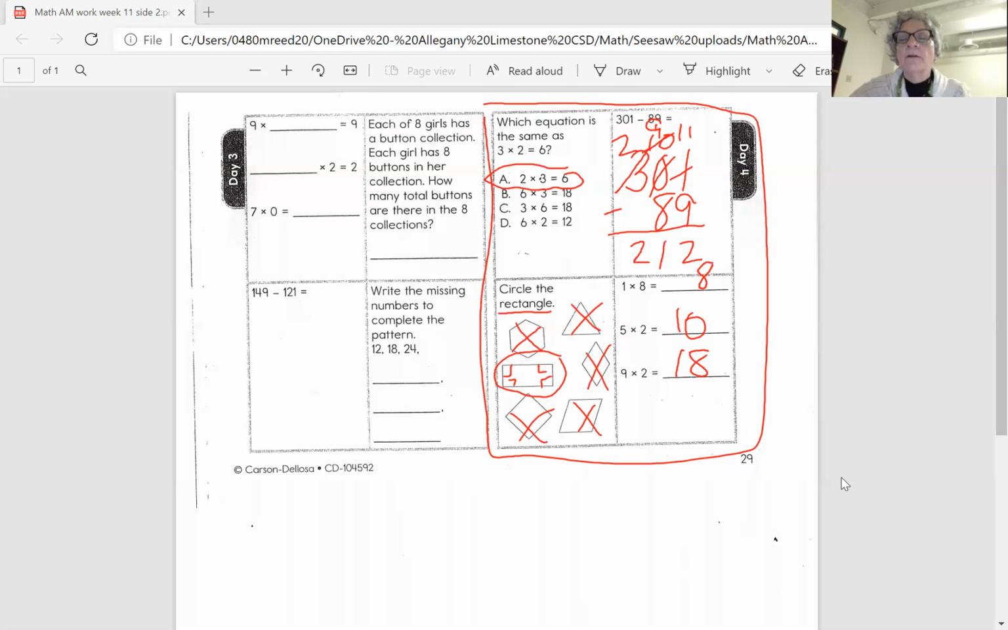Now, if those doubles are hard for you, remember you can always skip count by 2 5 times to get this one. 2, 4, 6, 8, 10. And you could skip count by 2 9 times to get this one. 2, 4, 6, 8, 10, 12, 14, 16, 18.